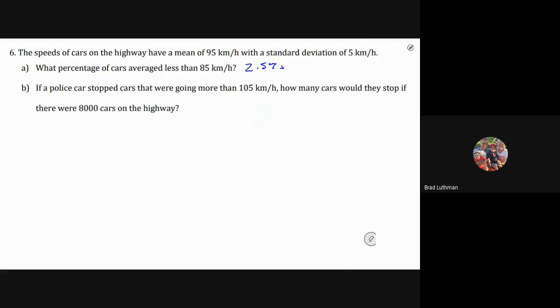If a police car stops cars going more than 105 kilometers per hour, how many cars would stop if there were 8,000 cars on the highway?